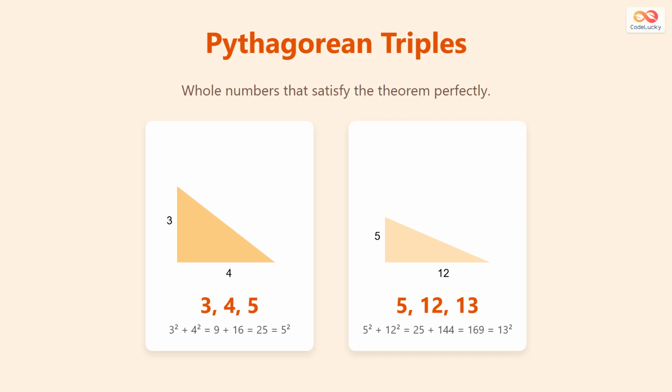Sometimes the side lengths work out to be perfect whole numbers. These are called Pythagorean triples. The most famous example is the 3, 4, 5 triangle. 3 squared is 9, 4 squared is 16, and 9 plus 16 equals 25, which is 5 squared. Another common one is 5, 12, and 13. Carpenters often use the 3, 4, 5 rule to check if a corner is perfectly square.